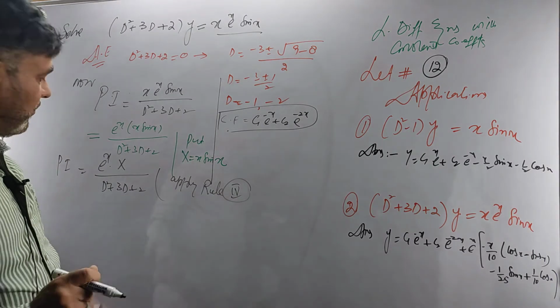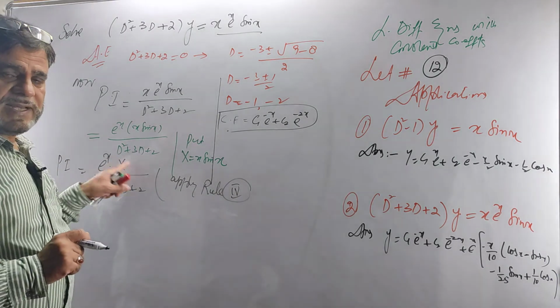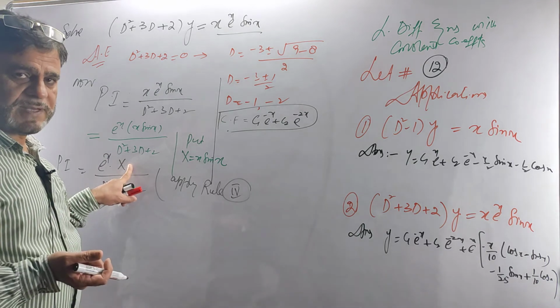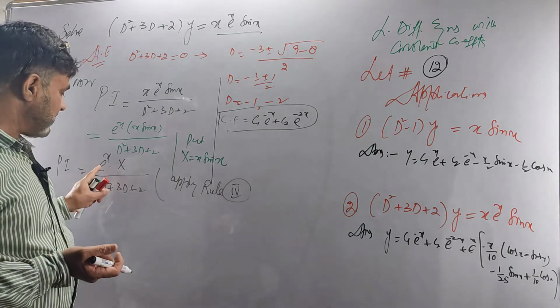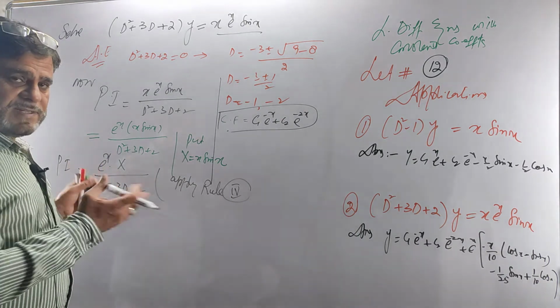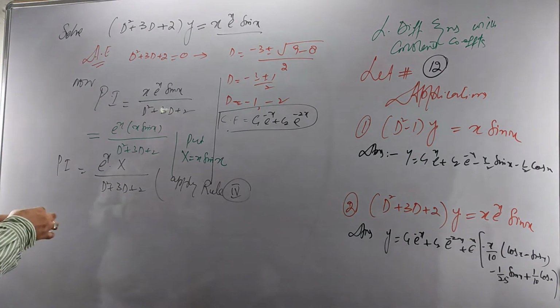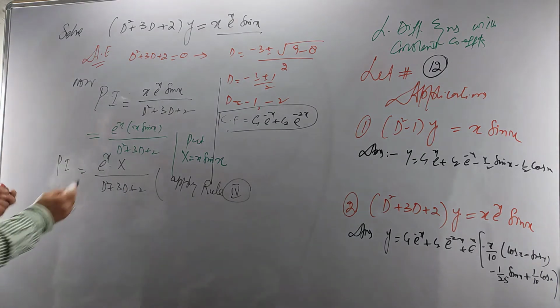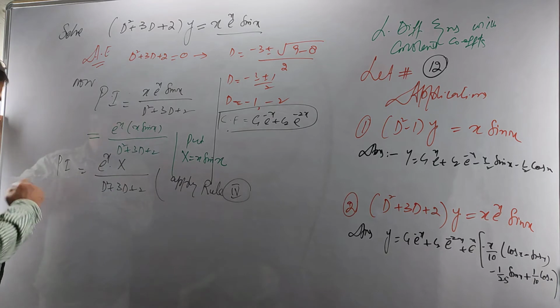When you have one function exponential and the second function is any function of x, one is necessarily exponential. When it is exponential, how do we evaluate the particular integral? This e raised to the power x goes out.